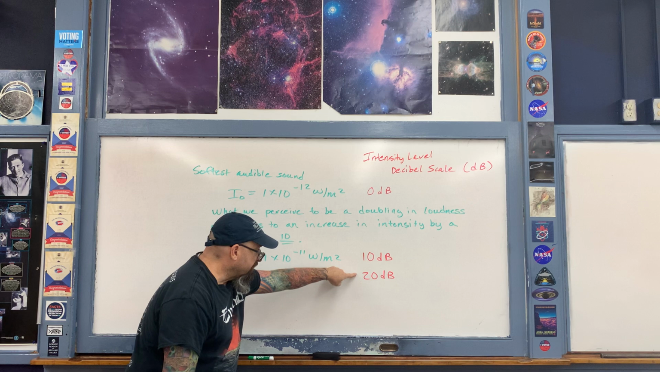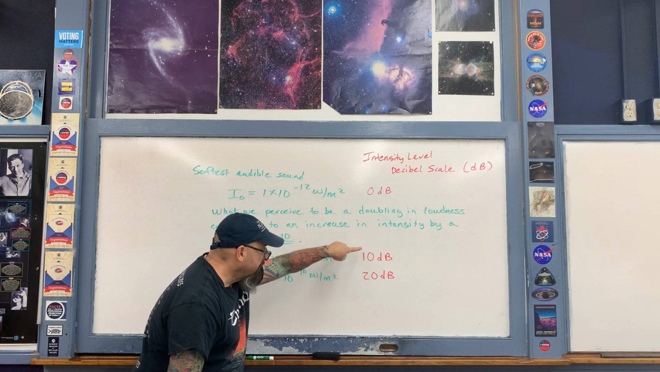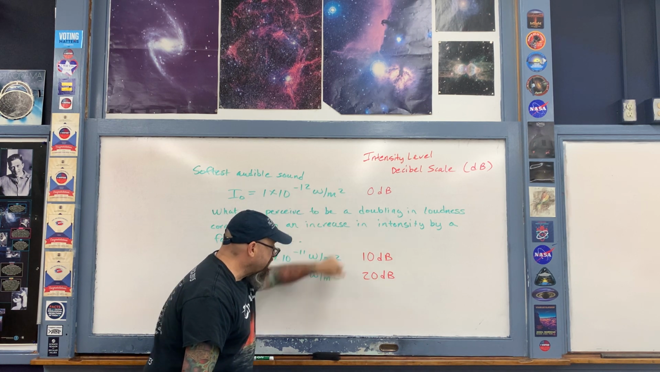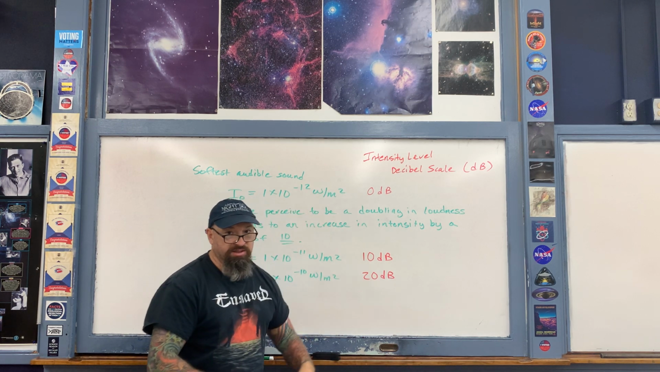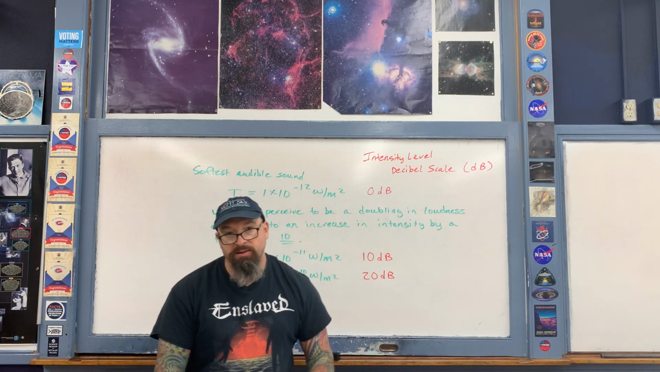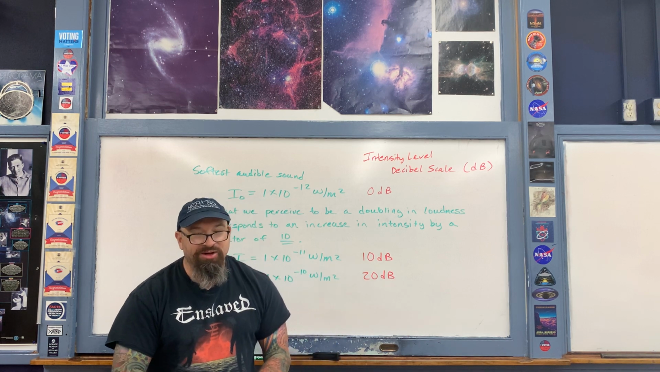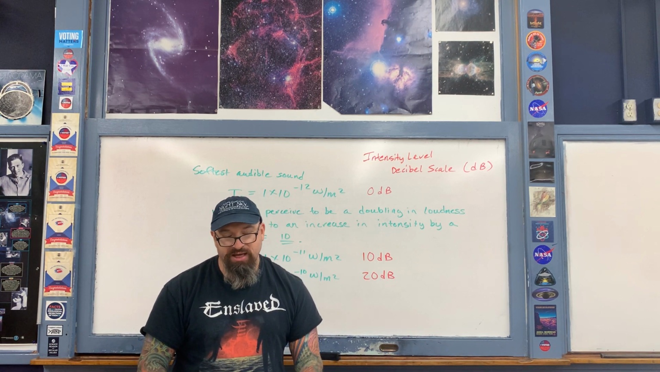So 20 decibels is twice as loud as 10 decibels. 10 decibels is twice as loud as 0 decibels. This means that 20 decibels is 4 times as loud as 0 decibels, and so on and so on. That's the basic idea as to how the intensity level or decibel scale works.